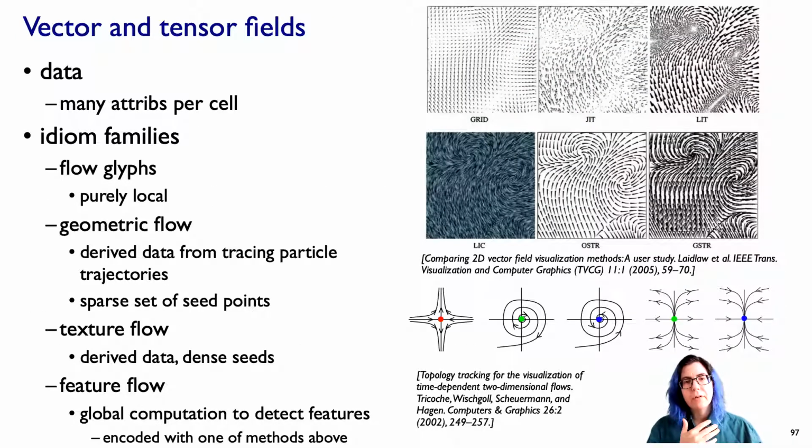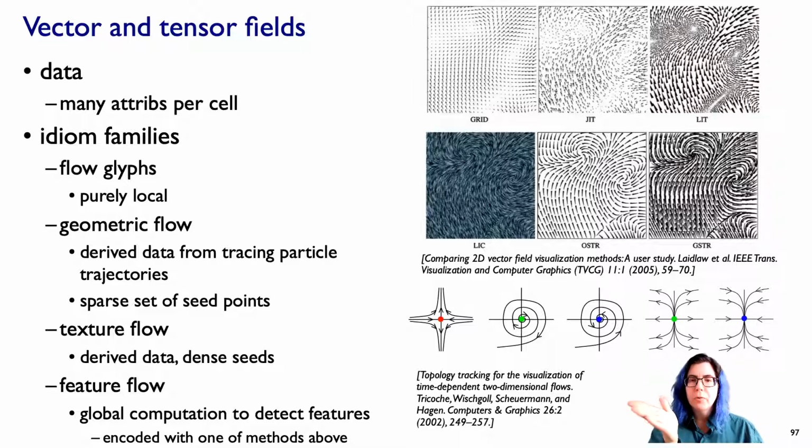Now let's think about situations where instead of having a single value in the spatial field, we have multiple values at every point. These are called vector and tensor fields. We're not going to get too deep into them, but just to give you a flavor of that, there are many idioms that have been proposed to look at vector field data.